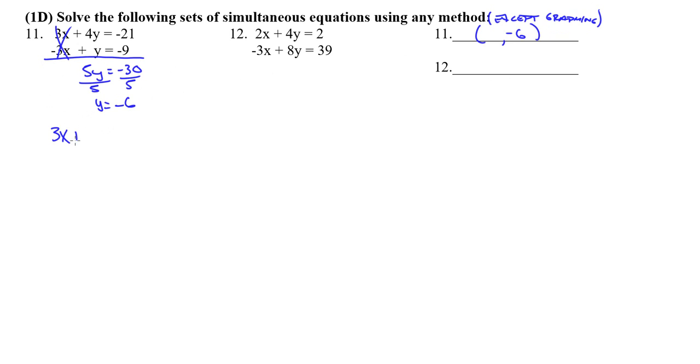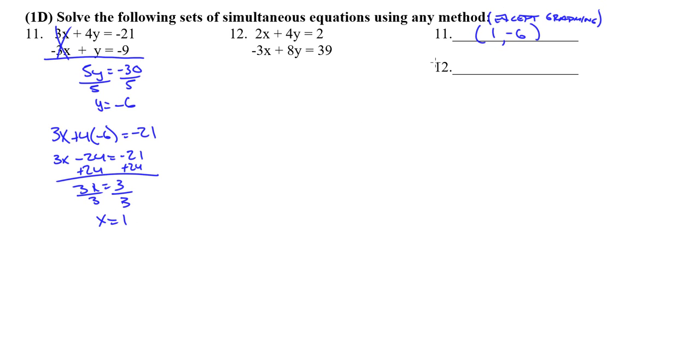So 3x plus 4 times y, which is negative 6, equals negative 21. 4 times negative 6 is negative 24, equals 21. Oh, equals negative 21. I'm messing that up, sorry. Equals negative 21. Add 24 to both sides. 3x equals 3. Divide by 3 on both sides, and we get x equals 1, right?